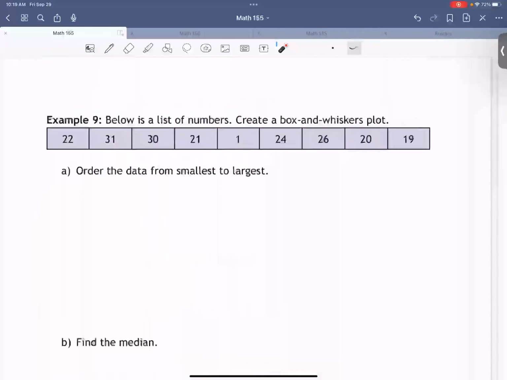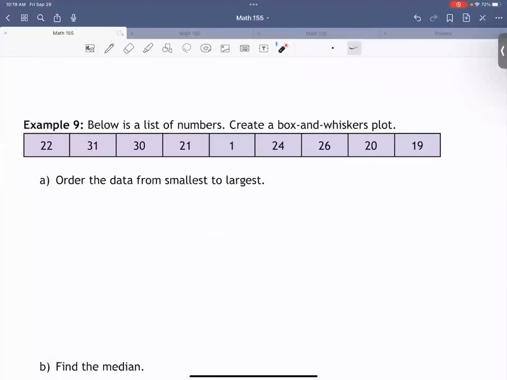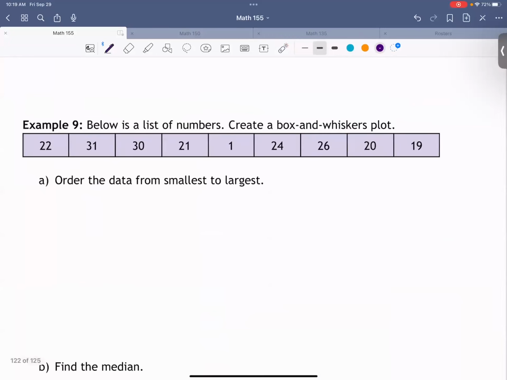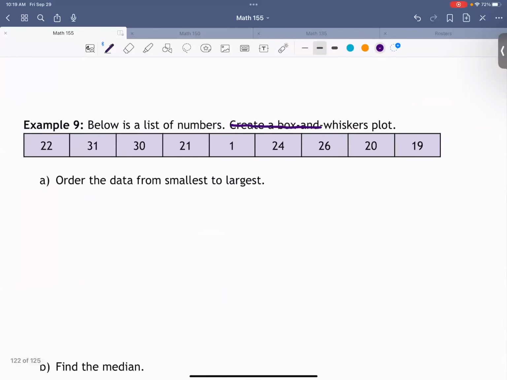Okay, let's flip to the next page. Below is a list of numbers. I know it says to create a box and whiskers plot. We'll talk about that very soon, but we're going to X out that information and just look for outliers here. So don't worry about the box and whiskers plot yet. We'll get there.